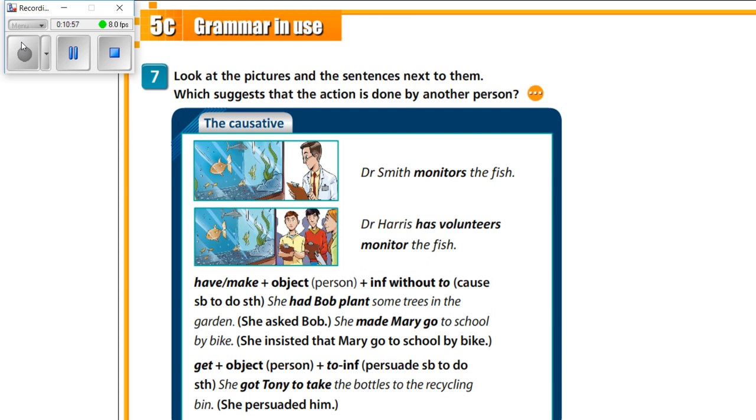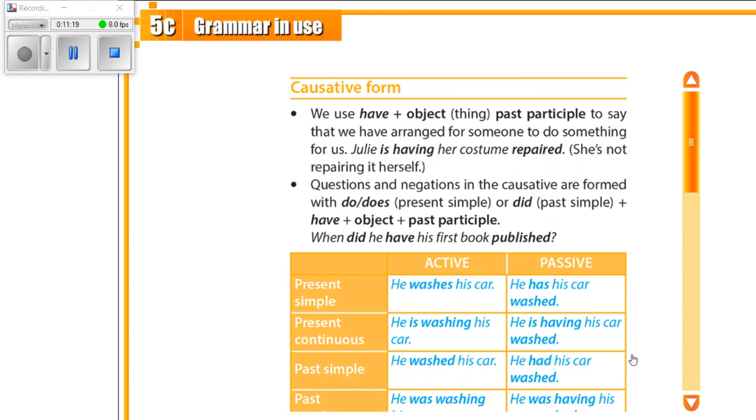Okay, the next form is get plus object, which is the person, plus "to" plus infinitive, to persuade somebody to do something. I convince you to do this. She got Tony to take the bottles to the recycling bin. She persuaded him. Okay, we go for the rule.